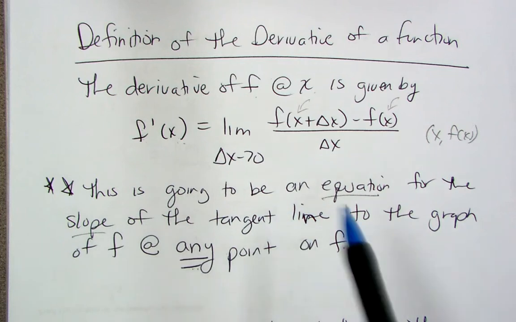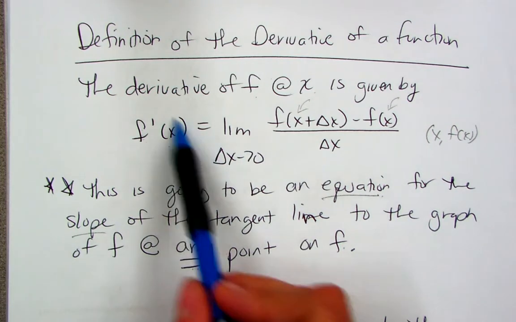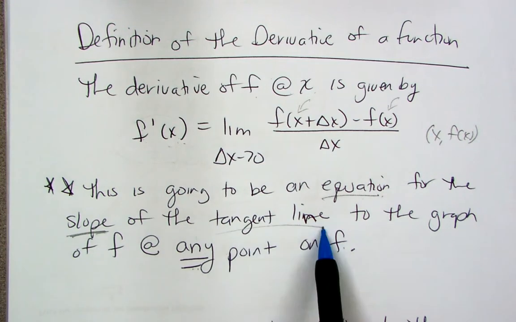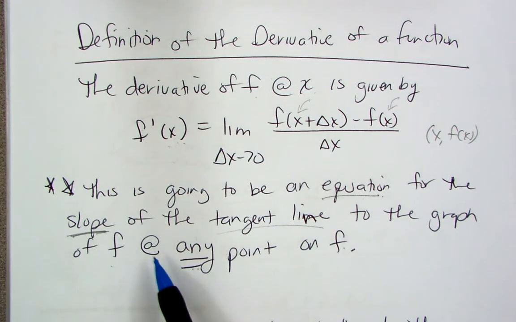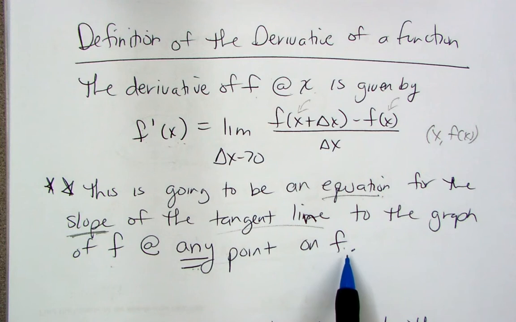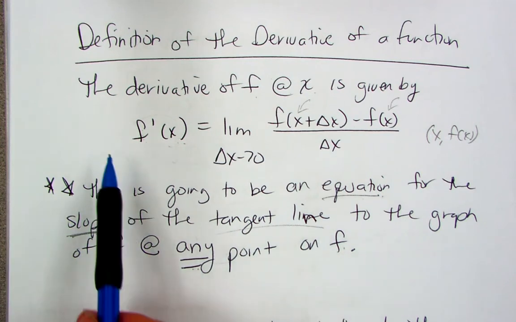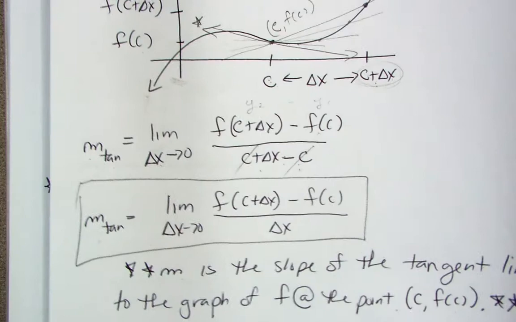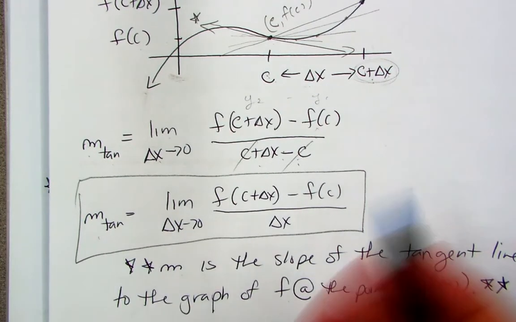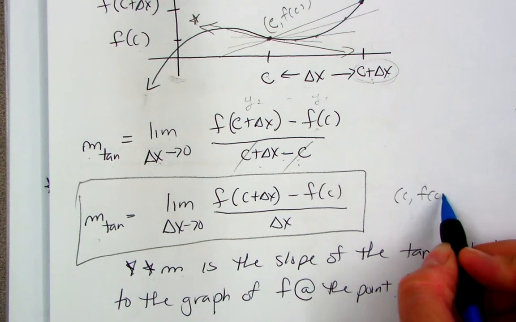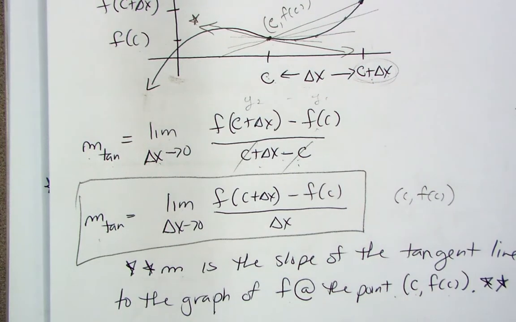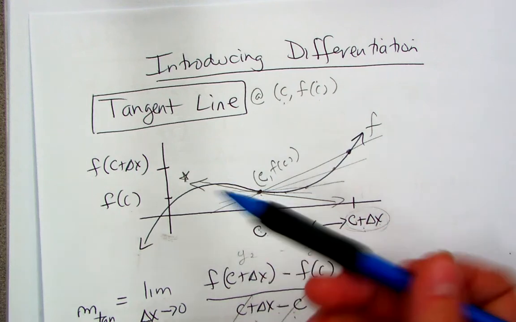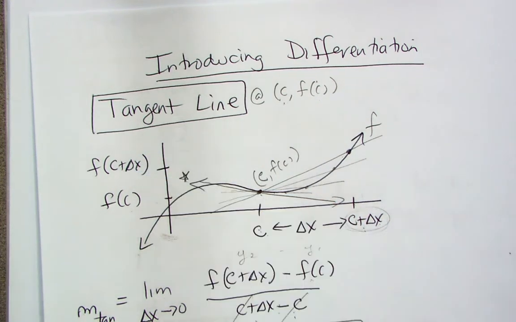Again, this is going to be an equation. What is the slope? This is going to be an equation for the slope of what? The tangent line to the graph of f at any point on f. That's the only difference between the derivative and the slope of the tangent line, it just happens to be at a particular point. I don't need to find it generically. I just want to know the slope here. It's going to be a negative slope.